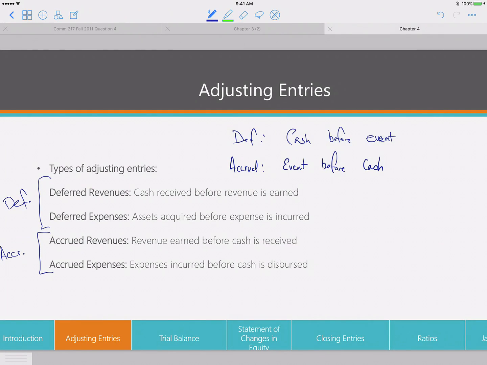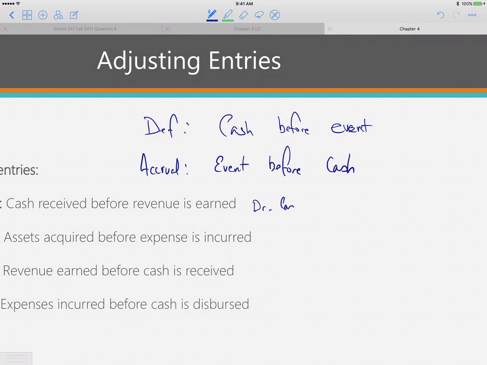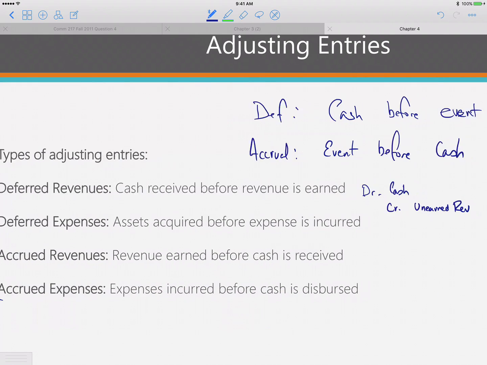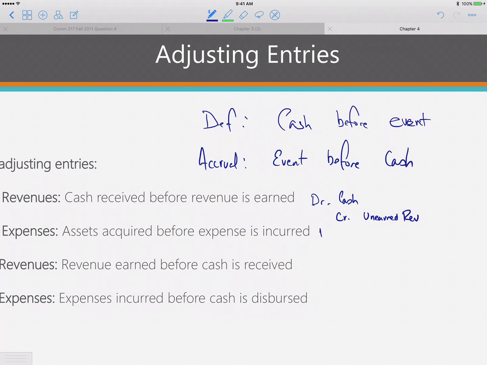So a deferred revenue would mean that you receive cash before the revenue is earned, right? So you would debit cash, credit unearned revenue. Under a deferred expense, an asset is acquired before the expense is incurred. For example, if you were to purchase rent for a year, so you have prepaid rent, and you would credit cash.